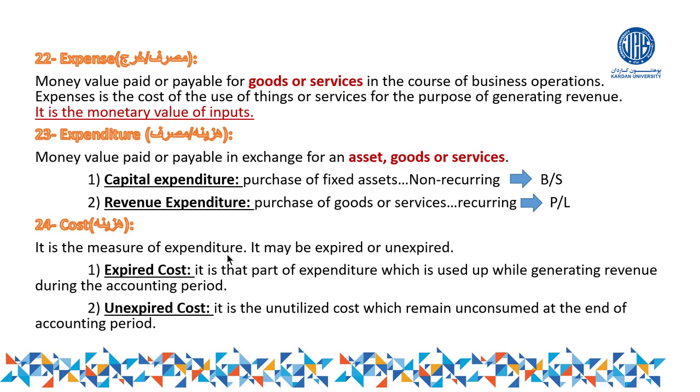It is the measure of expenditure. It may be expired or unexpired. If you use a resource in the business for production of anything, that consumption can be called cost. So cost can be expired, cost can be unexpired. What is expired cost? It is that part of the expenditure which is used up while generating revenue during the accounting period.